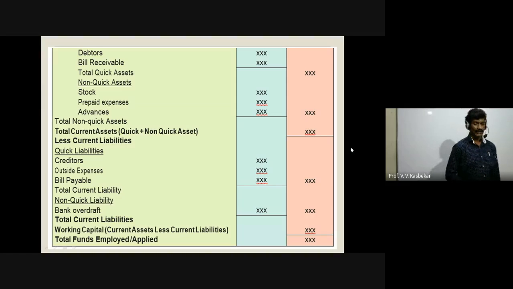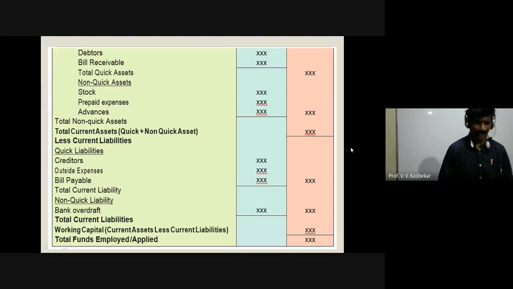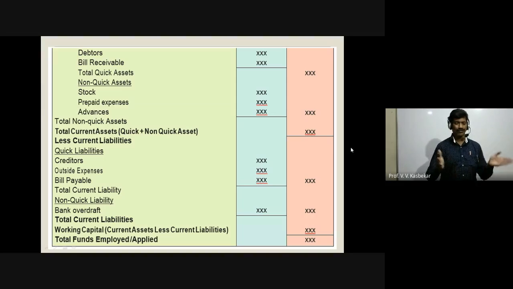Total of that assets. Less current liabilities. If you have current liabilities, deducted from it quick liabilities such as creditors, outside expenses, bills payable, total current liability, and in that total of current liability. Then non-quick liabilities. Non-quick liability such as bank overdraft. Bank overdraft, we can see there. Then total current liabilities, total will be in the outer column. And working capital, that is current assets minus current liabilities. Total of working capital, total current assets minus current liabilities, and we get total funds employed or applied, and the total will be same.